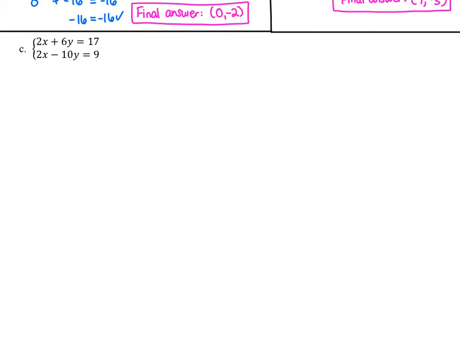This is your turn, number 2, part C for the 8.3 lesson. So the first thing we always want to do is see if something will eliminate when we add. If we add the equations left side to left side, right side to right side, 2x plus 2x becomes 4x, 6y plus negative 10y becomes negative 4y.